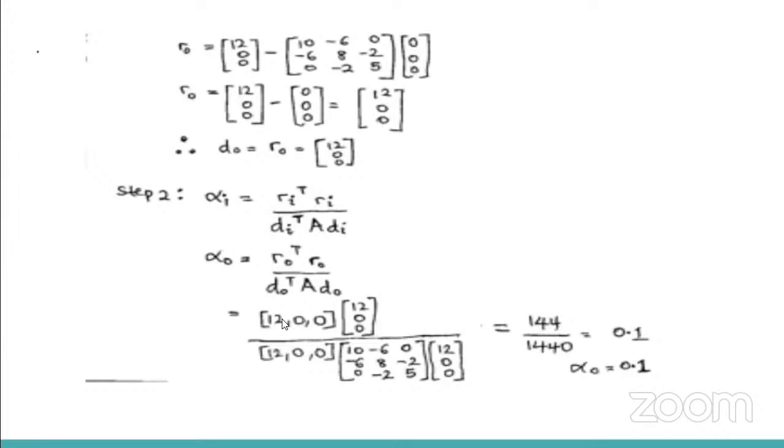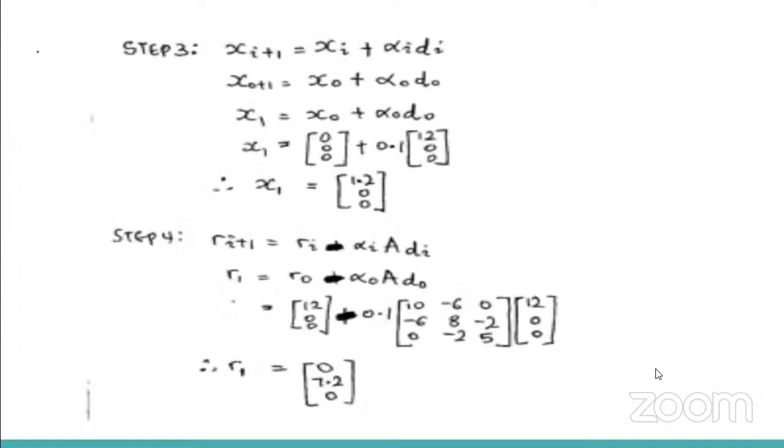To solve this one, you do 12 times 12, that is 144, plus 0 times 0 plus 0 times 0, then you get 144. Then for this, you do 10 times 12 plus minus 6 times 0 plus this times this. That is the normal way you do matrix multiplication. I assume everyone knows how to do this, but if you don't, I think it's really important to understand how matrix multiplication works. So once you multiply all these, you will get this. So your final answer for this initial scalar is 0.1.